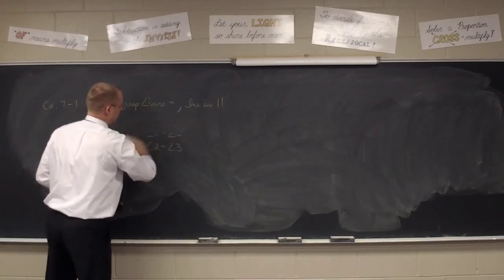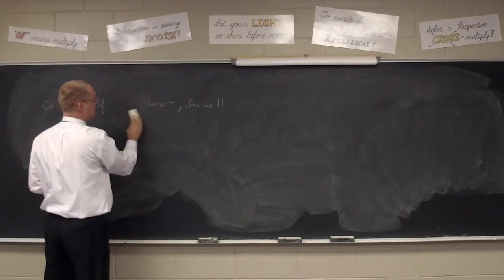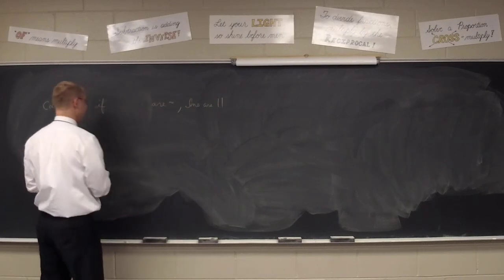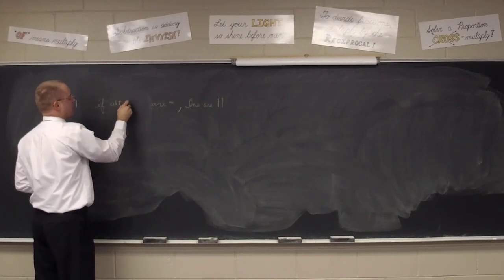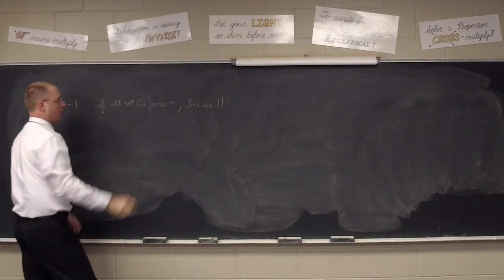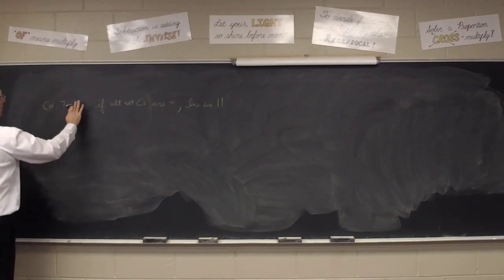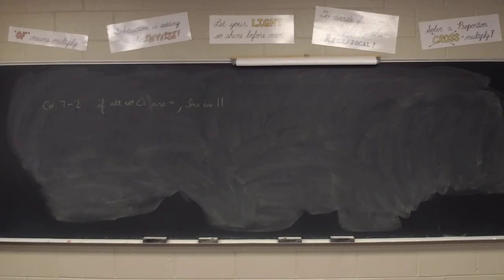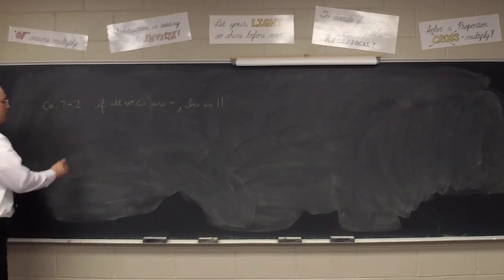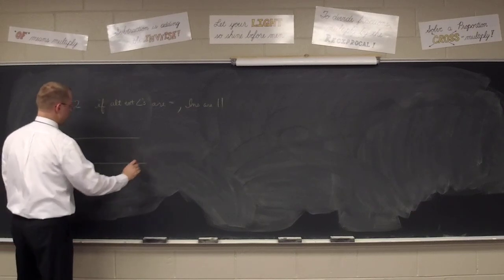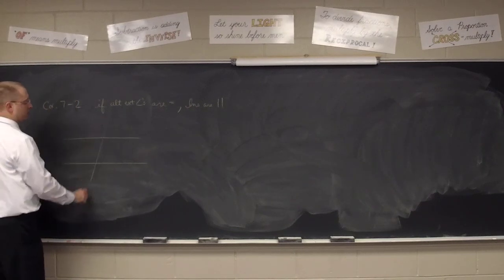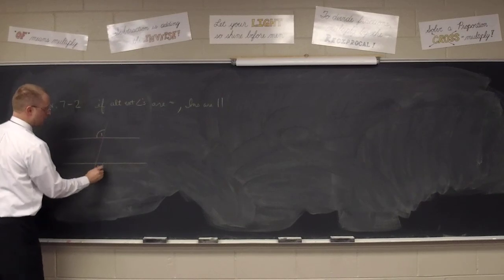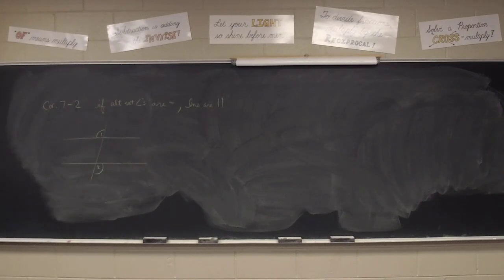Corollary 7-2. Write it again, same exact thing, but this time instead of saying corresponding, say alternate exterior. If, when two straight lines are cut by a transversal, a pair of alternate exterior angles are equal, then the lines are parallel.